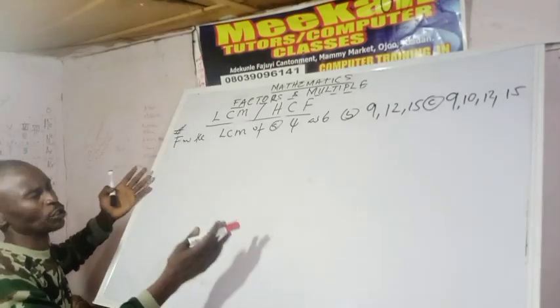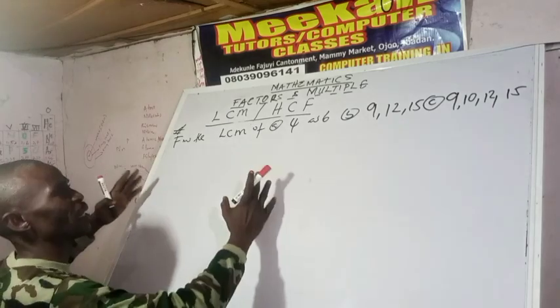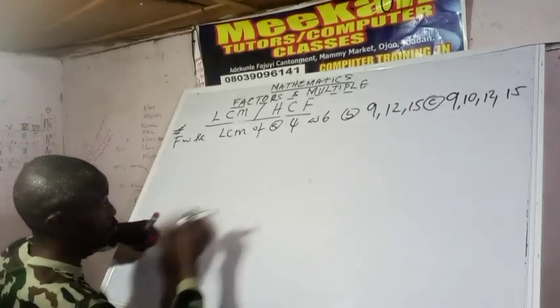Now this time around, it is LCM, lowest common multiple. Say the way I am going to do. Remember, during the HCF, I tried to separate them. This time around, I'm going to join them together and watch.